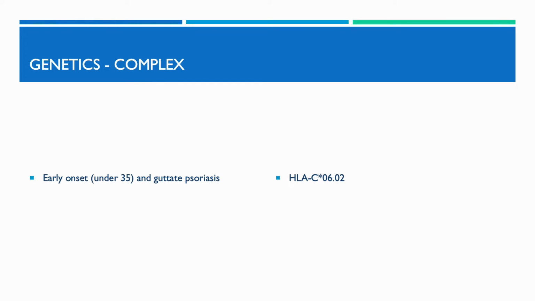The genetics of psoriasis is complex. Perhaps the most sensible thing to state is that early onset of psoriasis and guttate psoriasis may be associated with this HLA type.